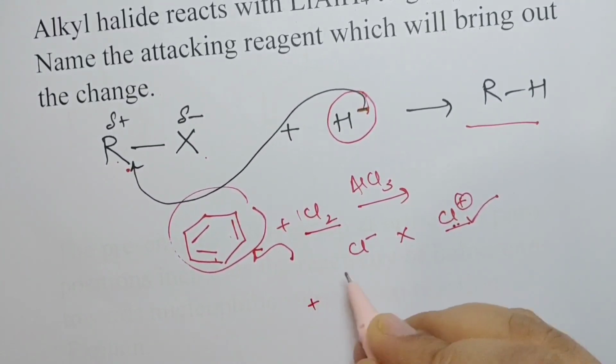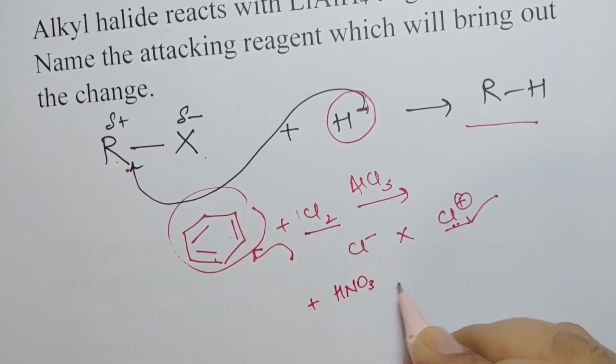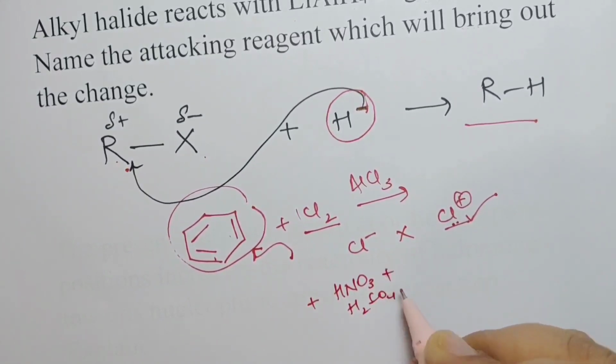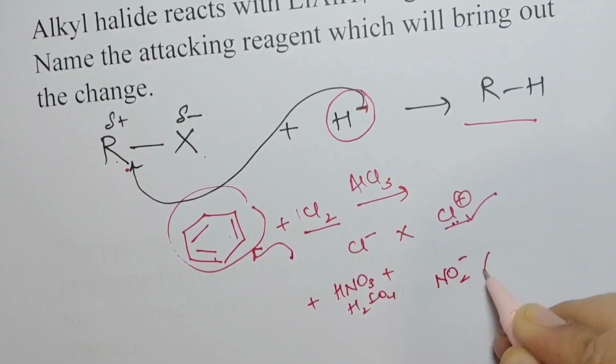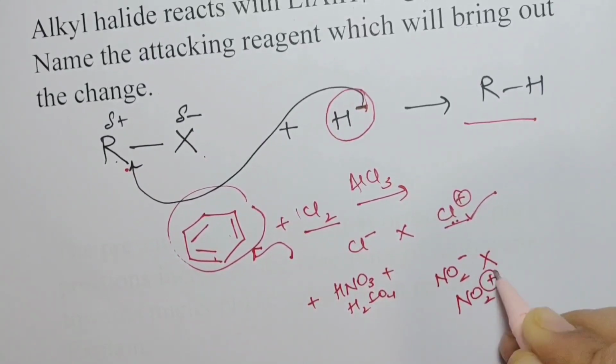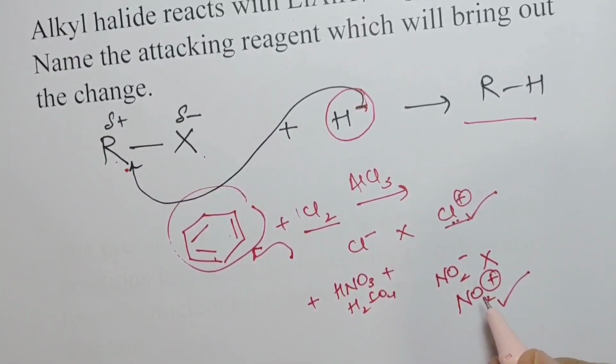When we talk about nitration, HNO3 and H2SO4 mixture we take, right? In that case, the attacking reagent is not nitrite ion. No, it's nitronium ion. Okay, this is a very important concept.